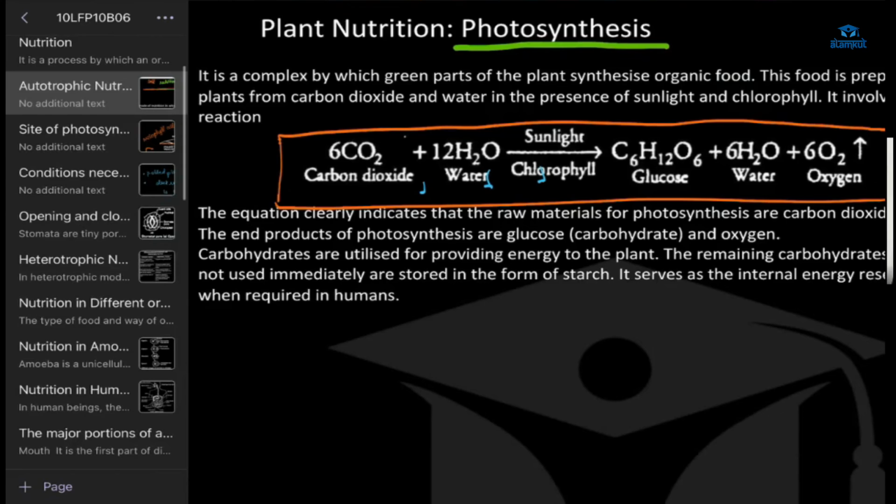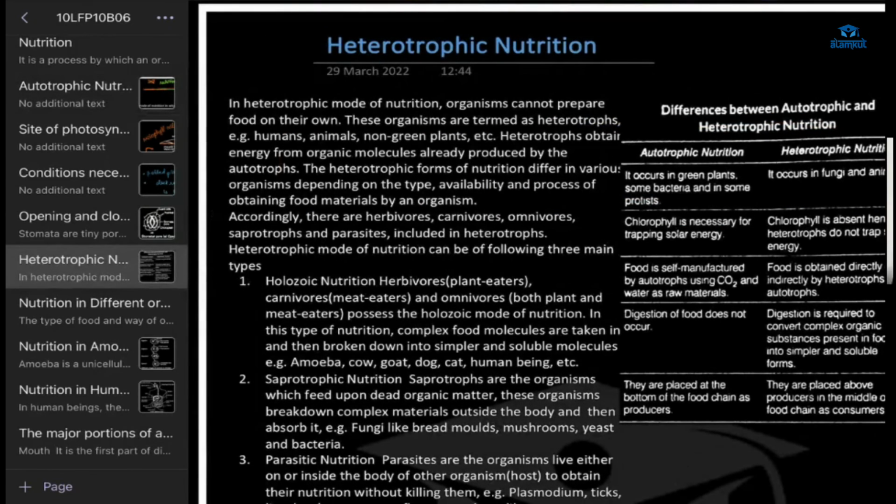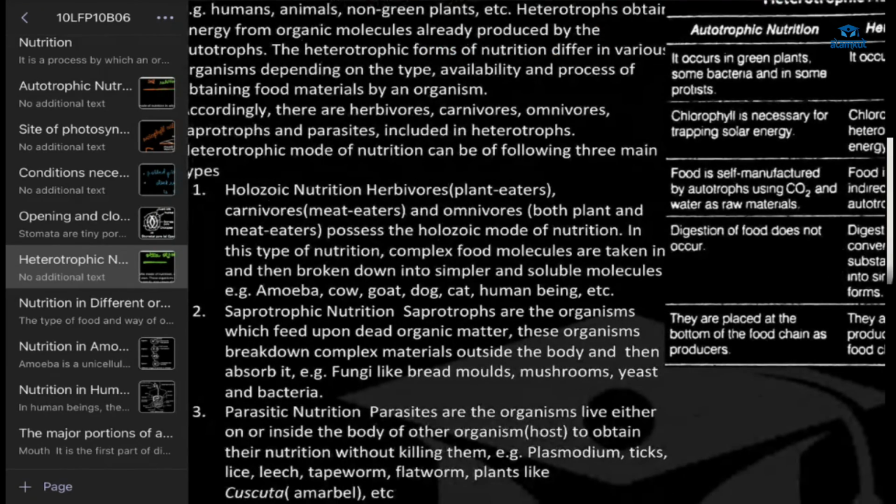Okay. So next we have the heterotrophic nutrition. In heterotrophic nutrition, what do we have? These organisms which are heterotrophic cannot prepare their own food. What do they do? They get their food from other organisms or from plants. See, the heterotrophic mode of nutrition.